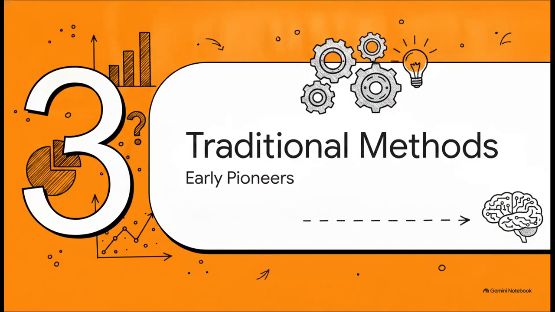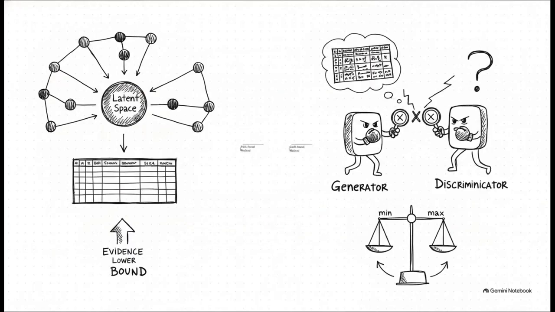Which brings us to Section 3, traditional generation methods. Let's talk about the early pioneers of data generation. So, in the 2010s, two major heavyweights emerged, VAEs and GANs. Variational Autoencoders, or VAEs, work by learning the hidden, latent representations of the data through statistical maximization. But then we have GANs, and they completely change the game.